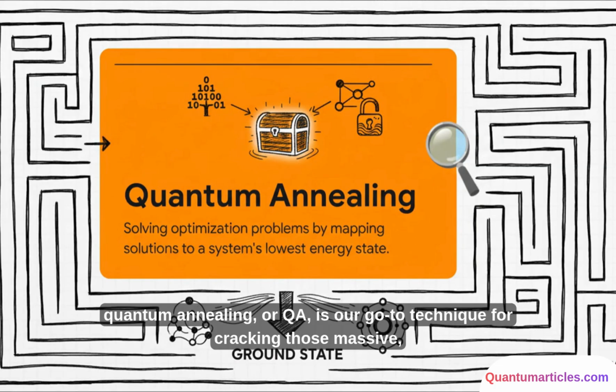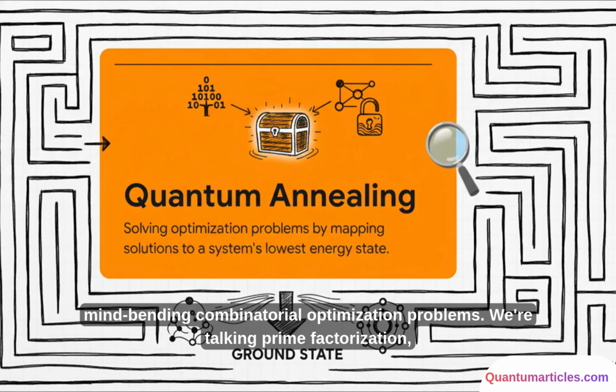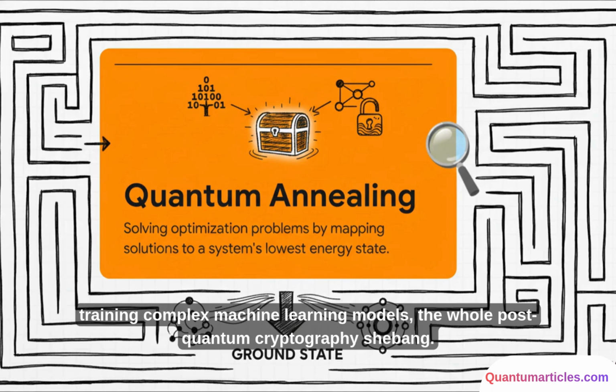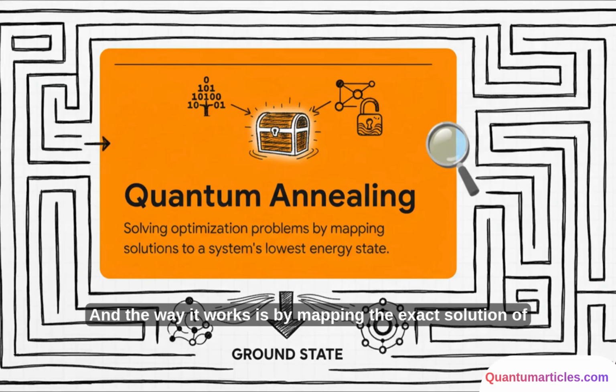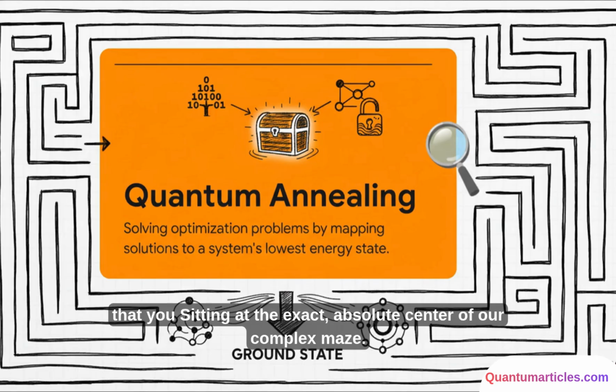Okay, let's unpack this a bit. As a quick refresher, quantum annealing, or QA, is our go-to technique for cracking those massive, mind-bending combinatorial optimization problems. We're talking prime factorization, training complex machine learning models, the whole post-quantum cryptography shebang. And the way it works is by mapping the exact solution of your problem to the exact lowest energy state of a quantum system. In physics, we call this the ground state. So, going back to our metaphor for a second, finding the ground state is basically like finding a hidden treasure sitting at the exact absolute center of our complex maze. If you find the ground state, boom, you've solved the problem.